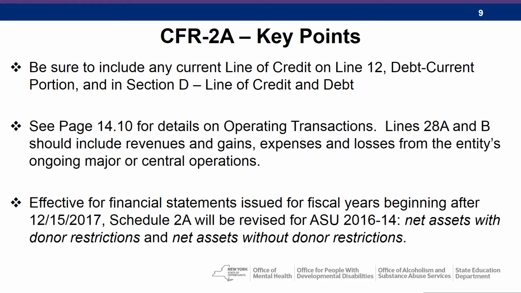Here are a few key points to remember. Be sure to include any current line of credit on line 12, debt current portion, and in section D, line of credit and debt. See page 14.10 for details on operating transactions. Lines 28A and B should include revenues and gains, expenses and losses from the entity's ongoing major or central operations. Effective for financial statements issued for fiscal years beginning after 12/15/2017, Schedule 2A will be revised for ASU 2016-14 net assets with donor restrictions and net assets without donor restrictions.